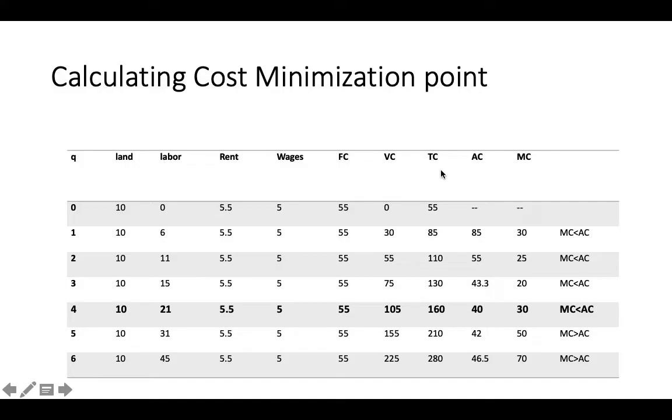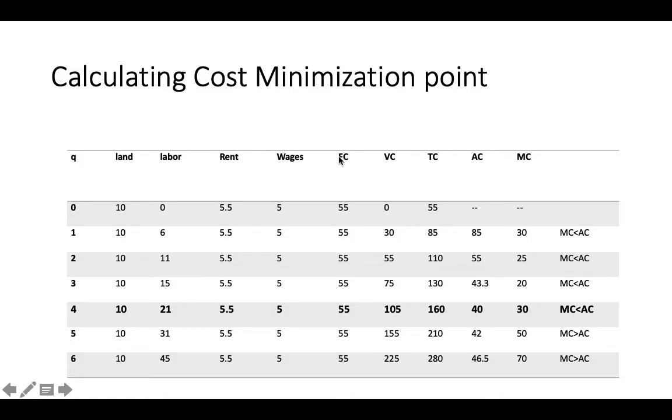Average cost. When we divide the total cost by the output, it gives us the per unit cost. So the per unit cost of the first unit of output is 85. Afterwards, 110 divided by 2 is 55, 130 divided by 3 is 43, 160 divided by 4 is 40, and so on. Now, it is the same data which we have been using from the beginning of this chapter.